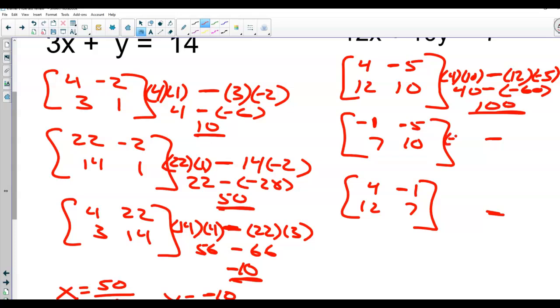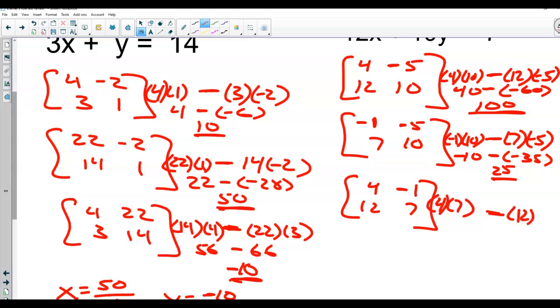Then we have negative 1 times 10. 7 times a negative 5. We're going to get negative 10 minus a negative 35. And that's a 25. 4 times 7. 12 times a negative 1. 28 minus a negative 12. And we get 40.